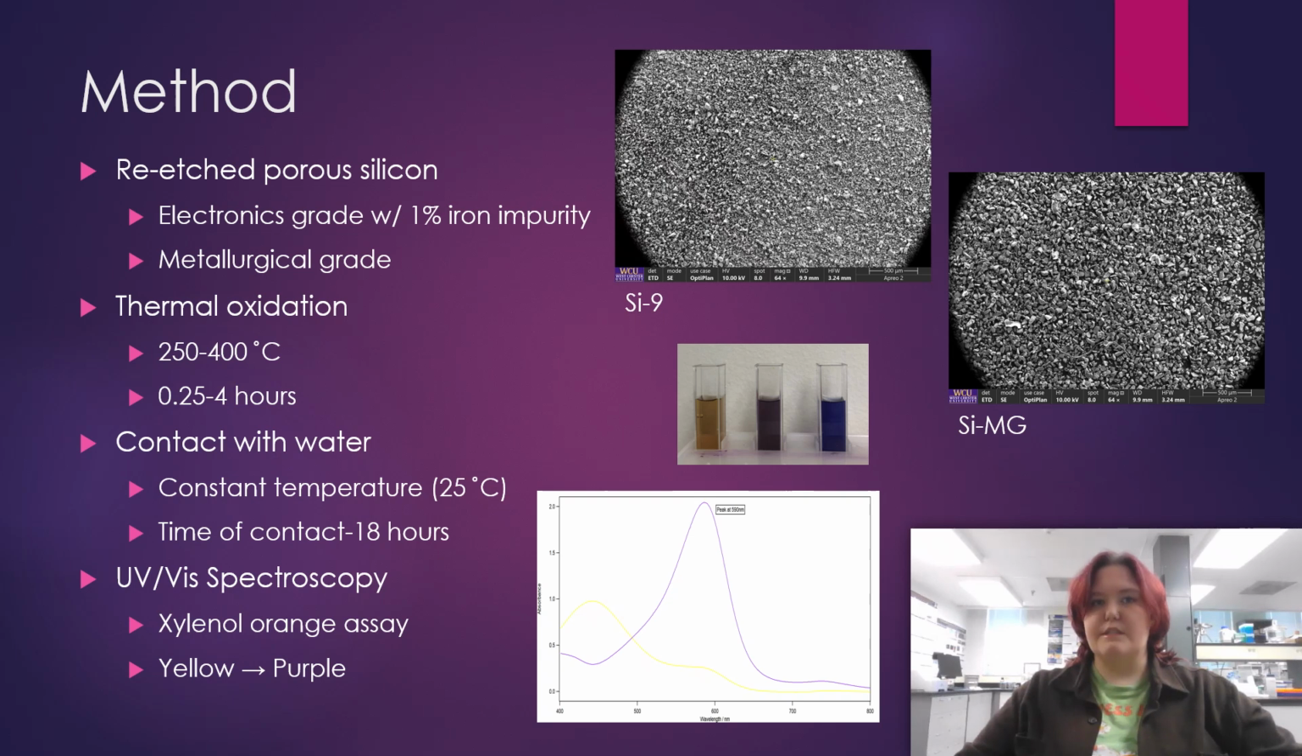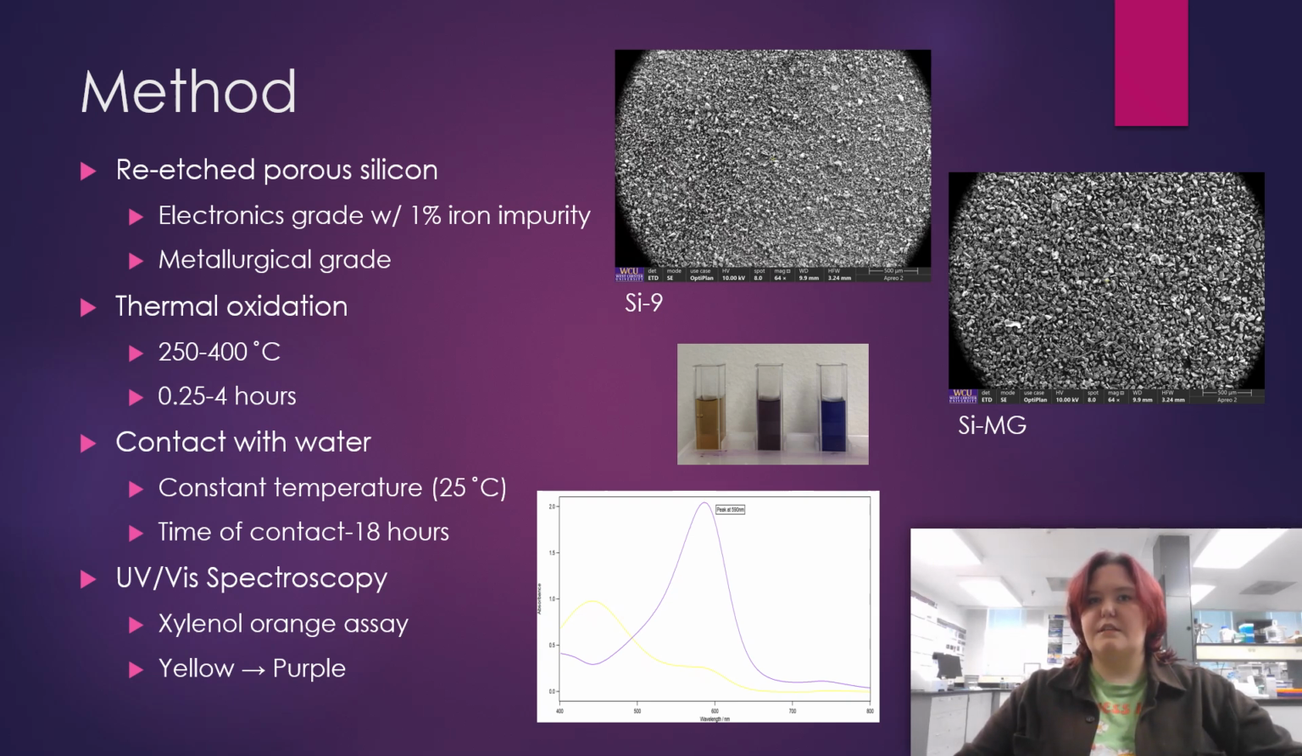Starting with re-etched porous silicon, I used both electronics-grade silicon powder with a 1% iron impurity and metallurgical-grade silicon to compare the two and look for any possible effects that the iron could have on this process. I thermally oxidized each sample at temperatures ranging from 250 degrees to 400 degrees Celsius for varying durations between 15 minutes and 4 hours. Then, the partially oxidized silicon was kept in contact with water either overnight or for 24 hours. Approximately 15 milligrams of silicon powder and half a ml of water was used for each sample.